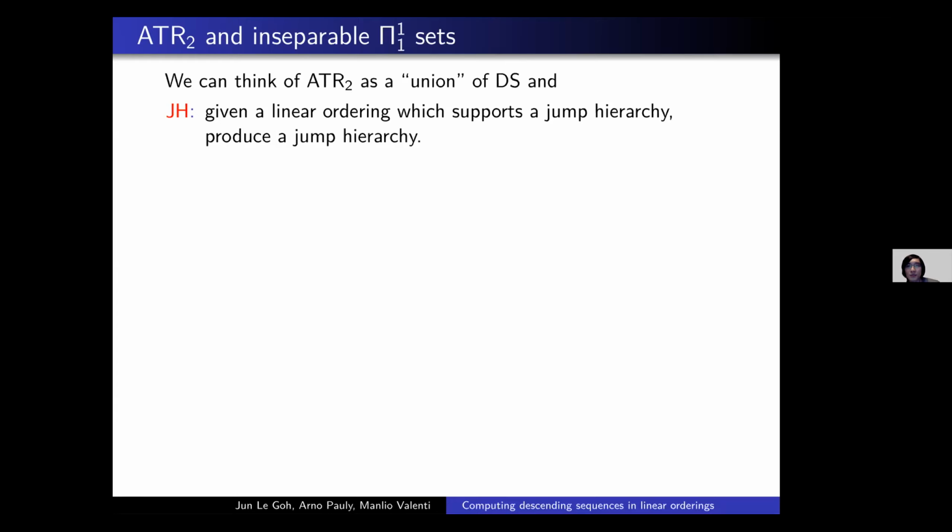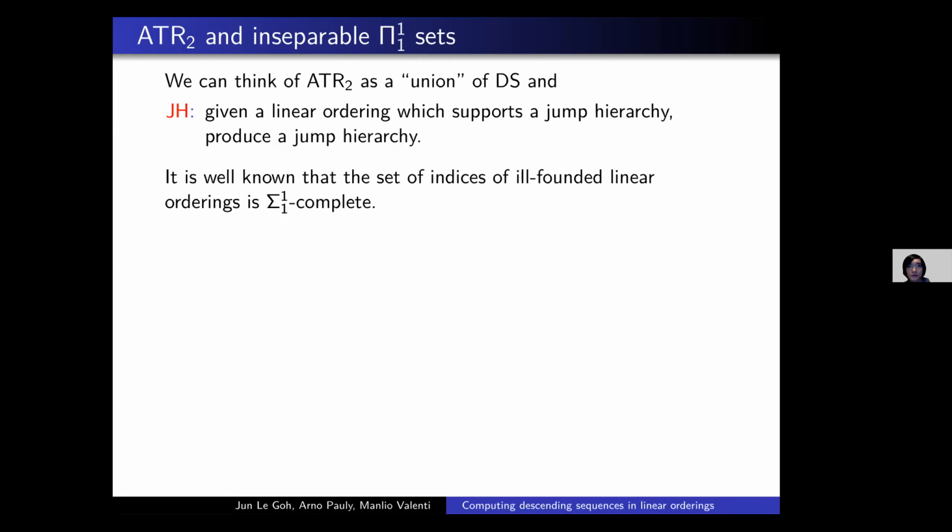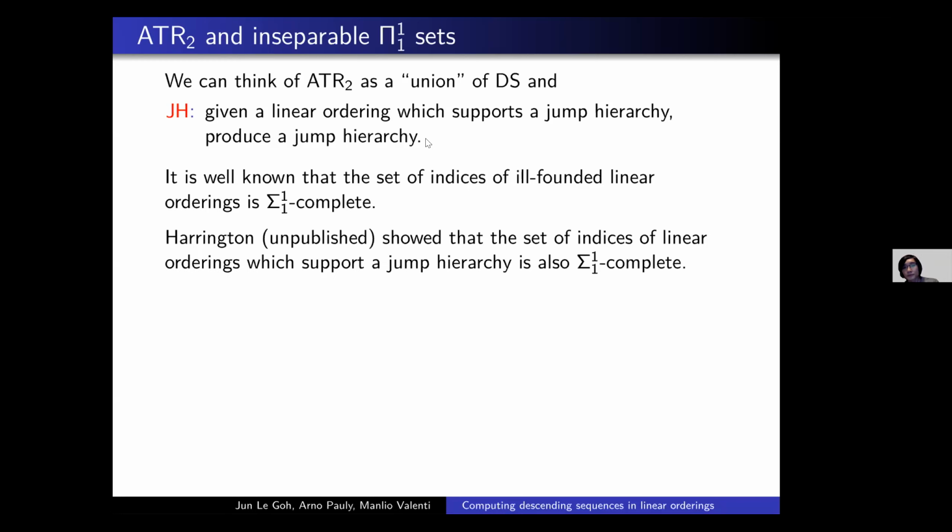And in some sense, what makes ATR2 hard is that it's difficult to decide which of these two problems you want to try to solve. Because given a linear ordering, it's hard to figure out whether it's well-founded, as is well known. So it's well known that the set of indices of ill-founded linear orderings is Σ¹₁ complete. And also for the jump hierarchies, Harrington showed that the set of indices of linear orderings which support a jump hierarchy is also Σ¹₁ complete.